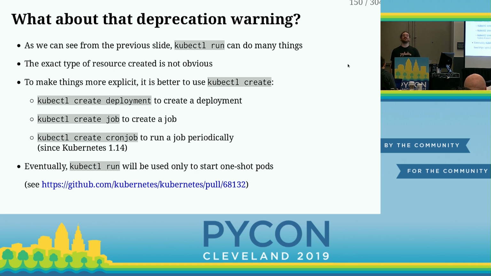So if we want to create a deployment, we use kubectl create deployment. If we want to create a job, we do kubectl create job. If we want to, etc., etc., etc. And eventually, at some point, kubectl run would be repurposed so that it just runs a one-off job, a little bit like Docker run. So that's why we got that deprecation warning. I'm still using kubectl run for the first thing that we want to run because it's simpler. But in the future, we will almost never use kubectl run again.